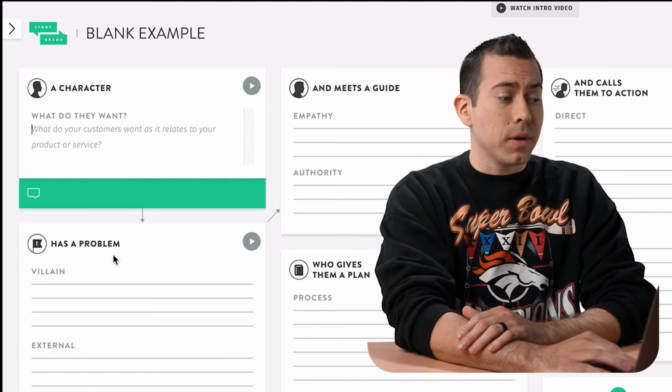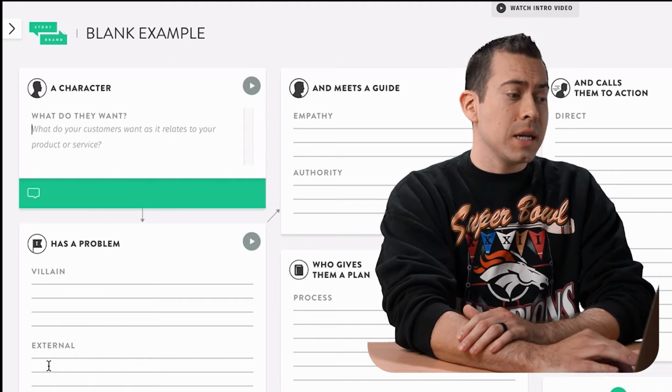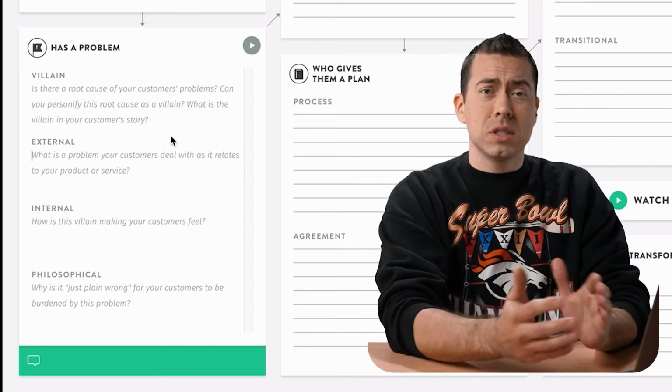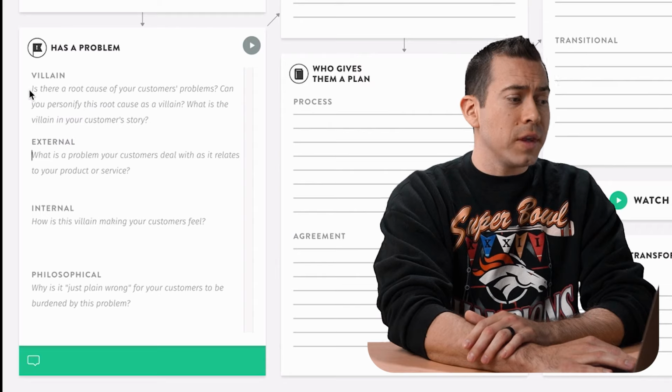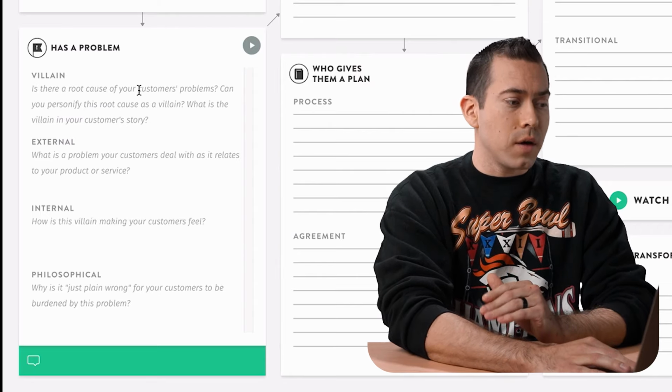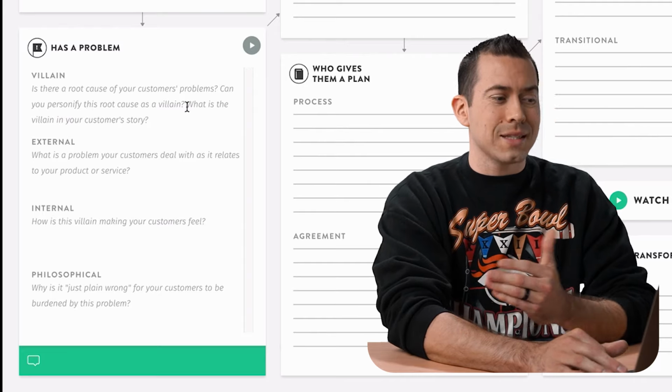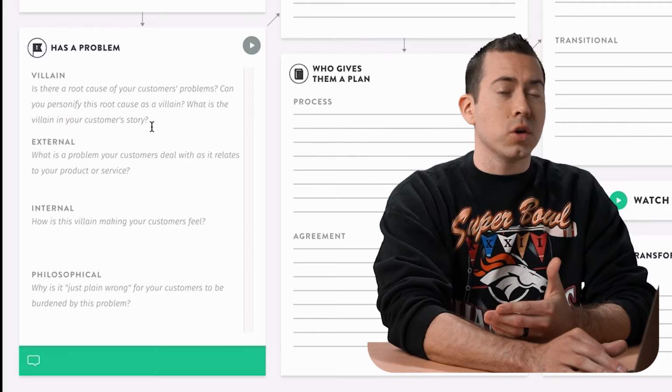Then they have a problem. The customer has a problem. So they have a villain, an external, internal, and philosophical problem. So they've got different ways to define their problem. So the villain: is there a root cause of your customer's problems? Can you personify this root cause as a villain? What is the villain in your customer's story?